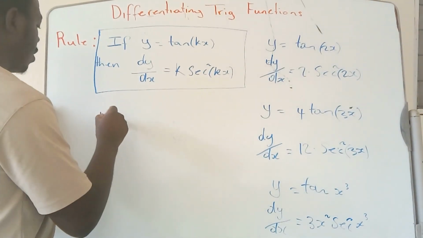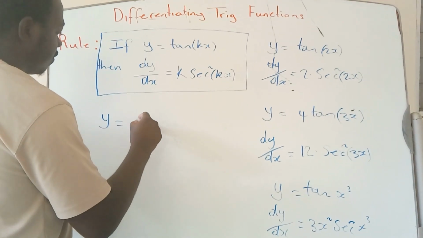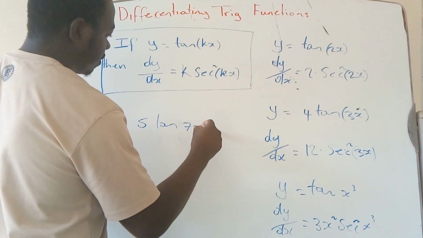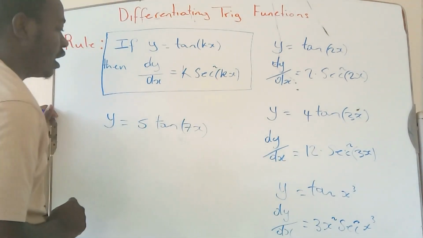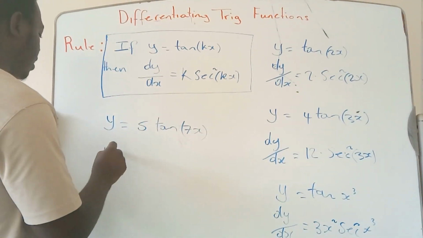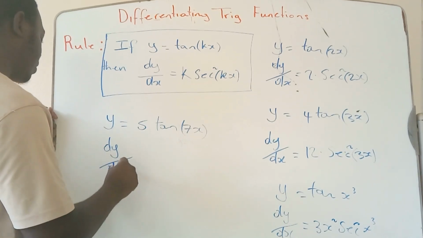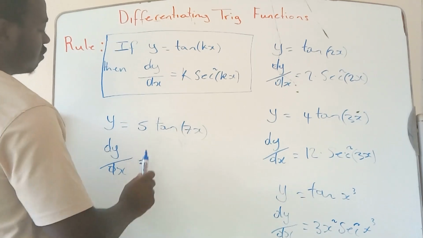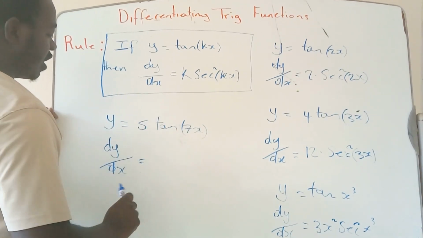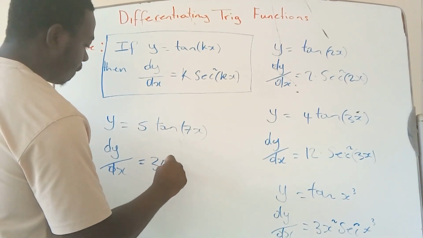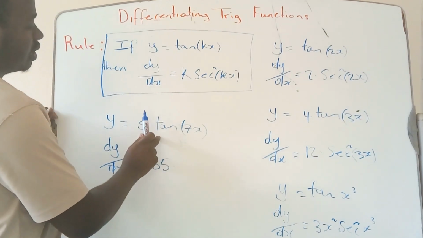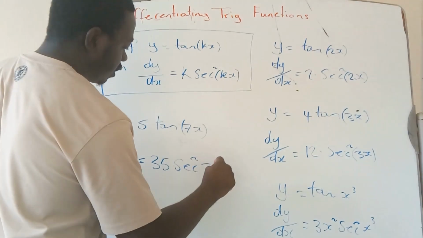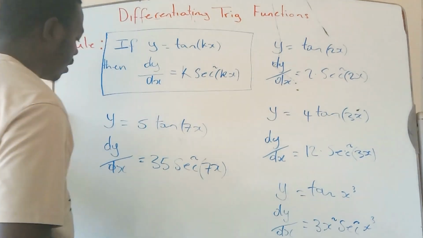Let's look at another example here. Let's say that you have y is equal to 5 tan 7x, right? And you are asked to differentiate it. Then dy by dx is equal to, differentiate 7x, that gives you 7. Take that 7 to multiply by 5, that gives you 35. Differentiate tan 7x, that gives you sec squared 7x. And that's it.